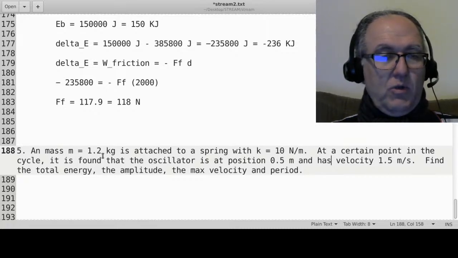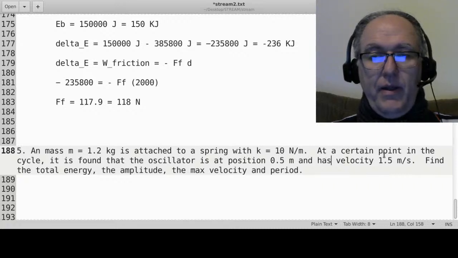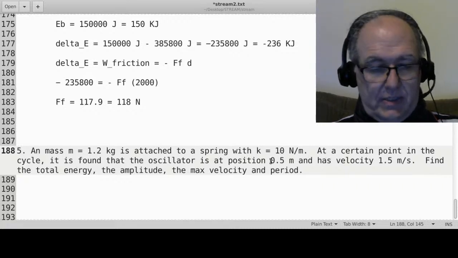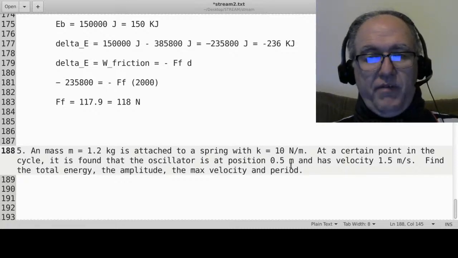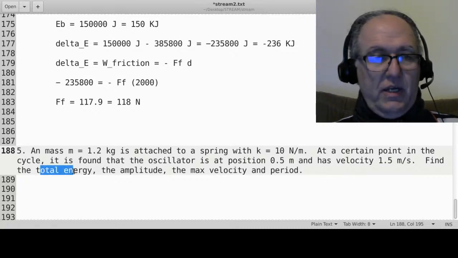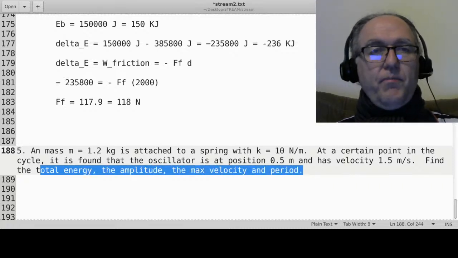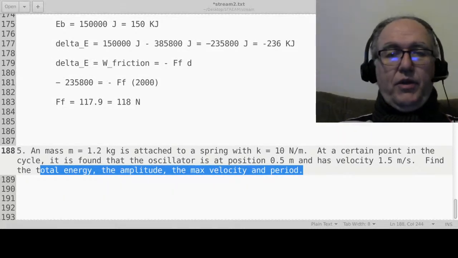A mass m equals 1.2 kilograms is attached to a spring with k equals 10 newtons per meter. At a certain point in the cycle, it is found that the oscillator is at position 0.5 meters and has velocity 1.5 meters per second. Find the total energy, find the amplitude, find the maximum velocity, and the period of the motion. Okay, so let's see if we can do that.